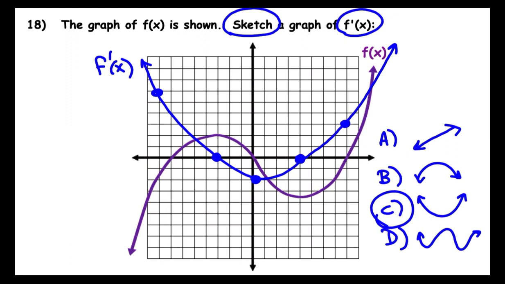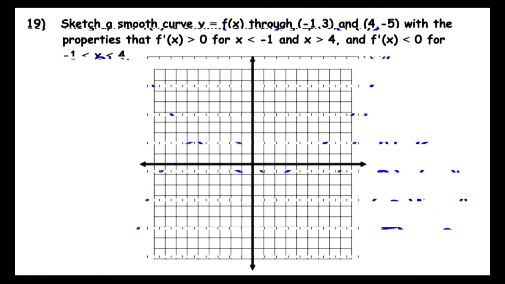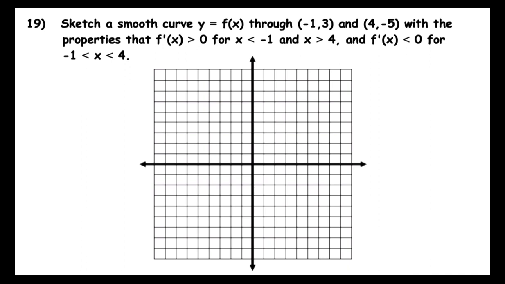All right, last problem. Here we go. We have to sketch one final curve, and it says a smooth curve, so we're not going to have corners or cusps in it. It doesn't say continuous, but smooth kind of implies that, so I think I'm going to make mine continuous. It does have to go through a couple points. Let me put those on the graph now. It has to go through -1, 3. It also has to hit the point 4, comma, -5.